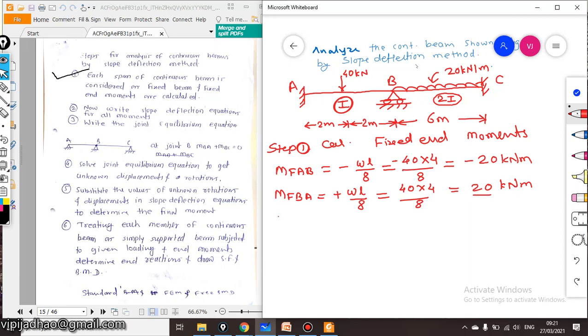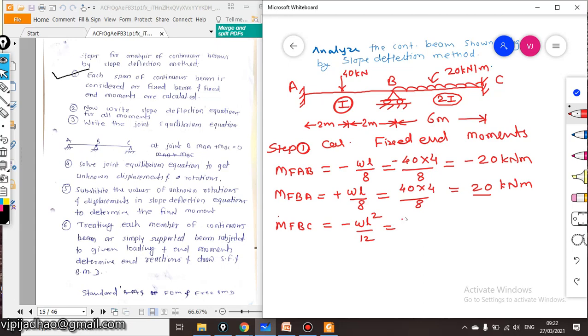Then calculate for the span BC. For the span BC, you have to calculate the fixed end moment, that is MF. Sorry, this should not be MF, it should be MAB. Sorry, correct. So MFBC is equal to, now for a beam subjected to uniformly distributed load, the formula for calculating the fixed end moment is minus WL square upon 12.